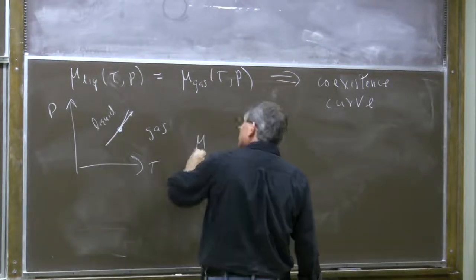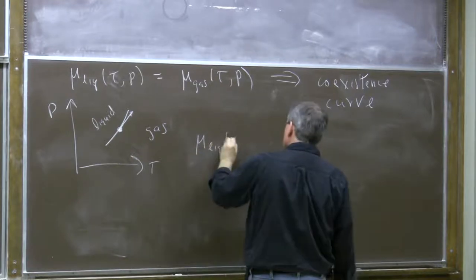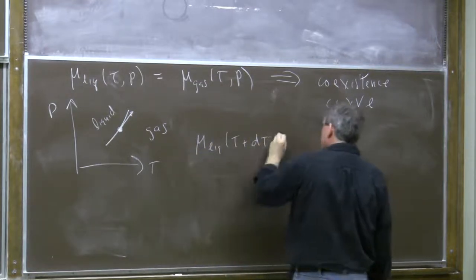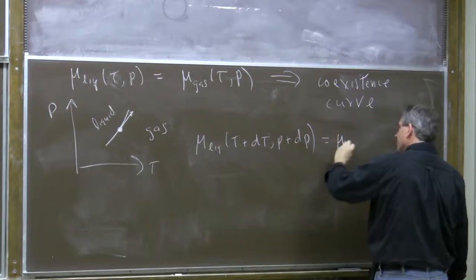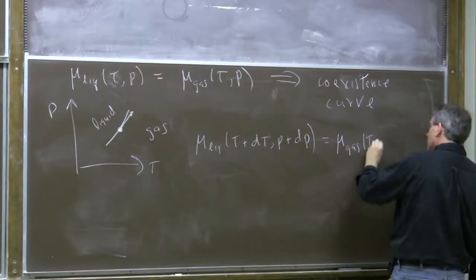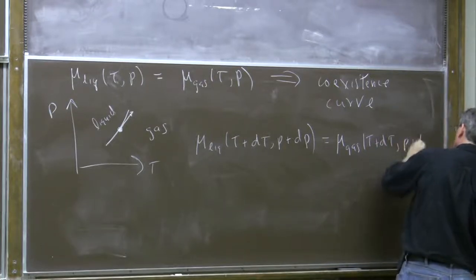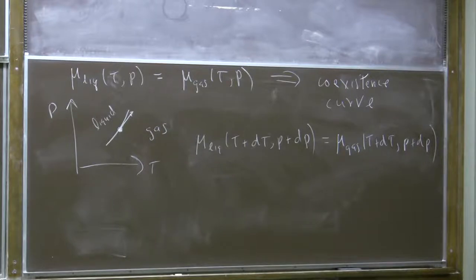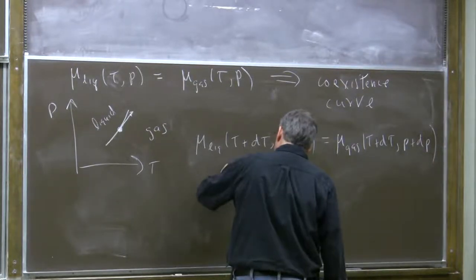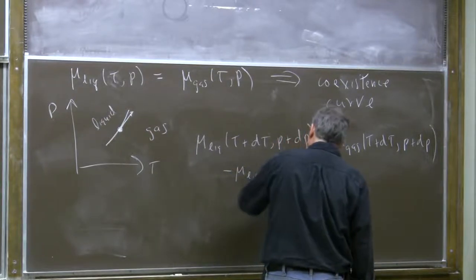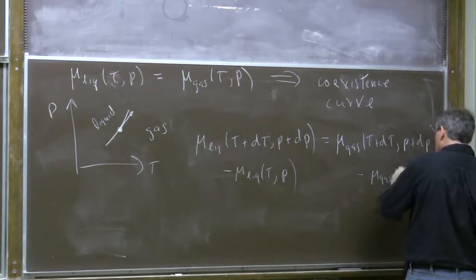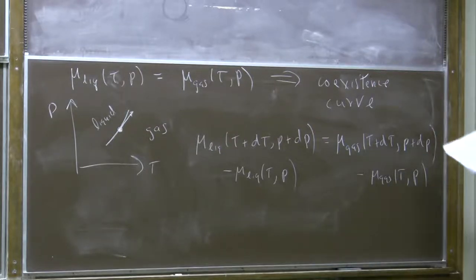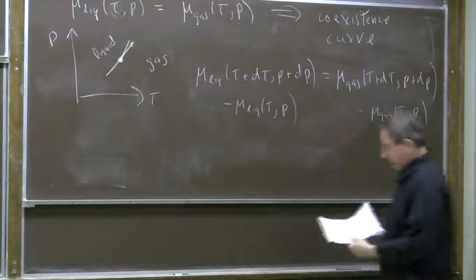So I consider the chemical potential at a slightly different temperature and pressure, say tau plus d tau, p plus dp, and that has to continue to match the chemical potential of the gas, okay? And I can subtract away from both sides the chemical potential at temperature tau and pressure P. And those are equal. And let's expand to first order in small quantities to see how the change in the temperature and the change in pressure are related.